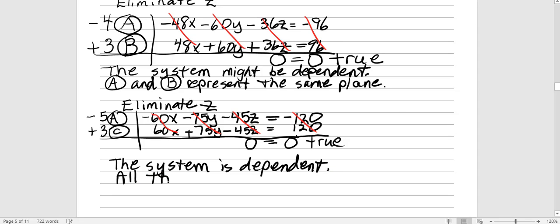All three equations, because I got 0 equals 0 when I worked with both pairs of two equations, and that work involved all three equations, then I know that this is a situation where all three equations represent the same plane.